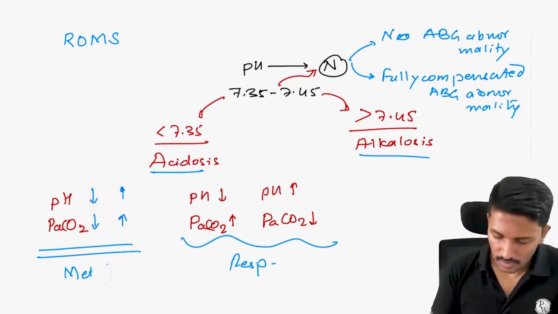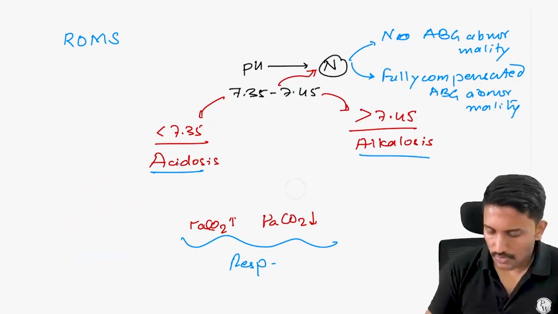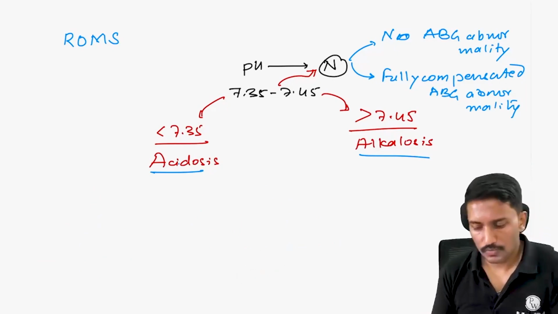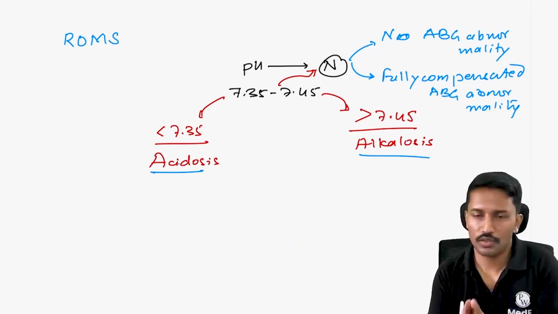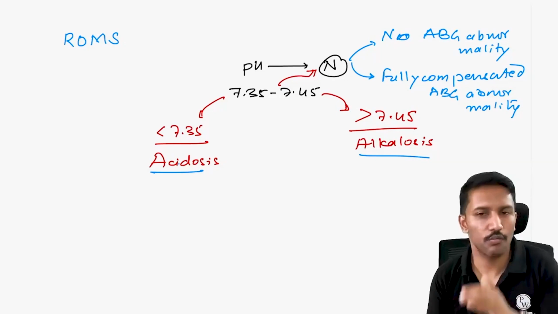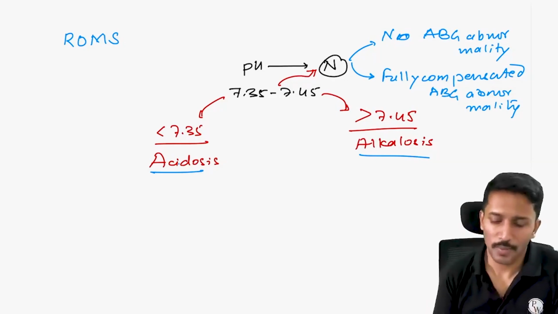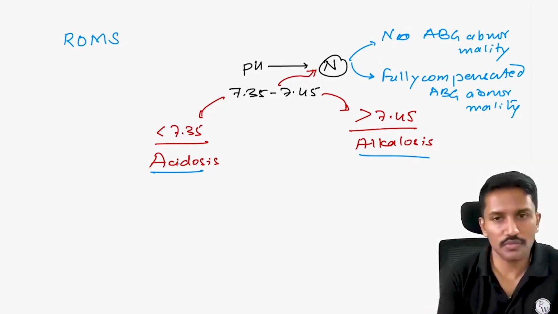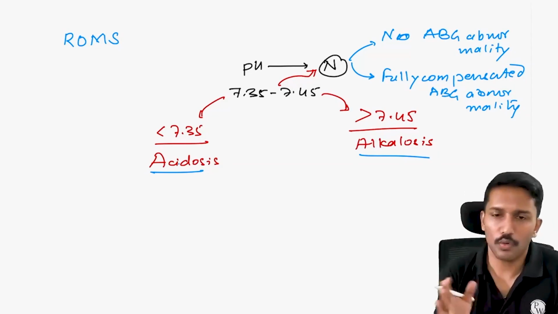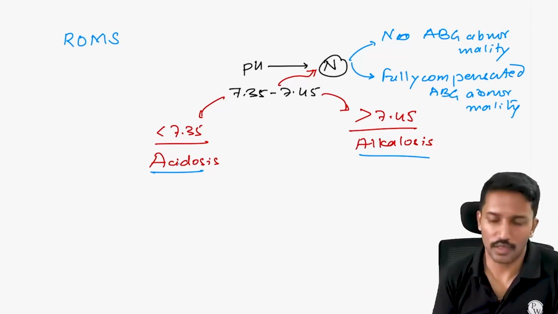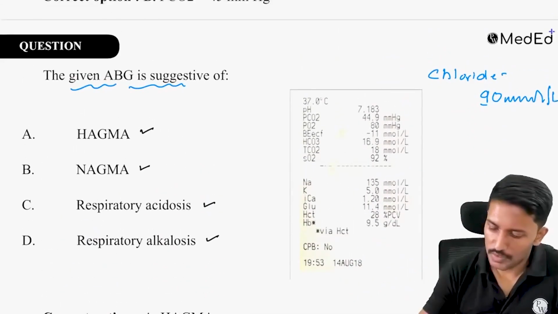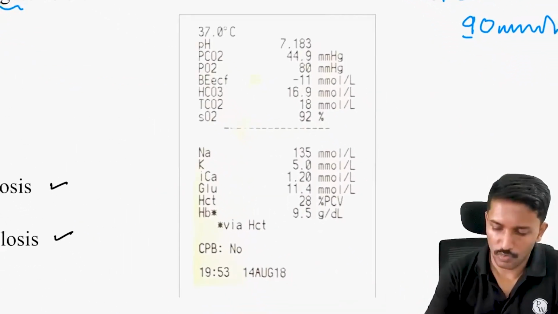Clear? Okay. Now once you have got to know whether it is metabolic acidosis or alkalosis or respiratory acidosis or alkalosis, your first level of ABG dissection is done. But if it is a case of metabolic acidosis, we need to go further, right? The most important thing will be we need to calculate the anion gap. Now first we will go back to the ABG and address what kind of ABG abnormality it is.